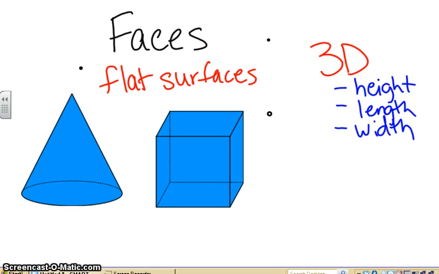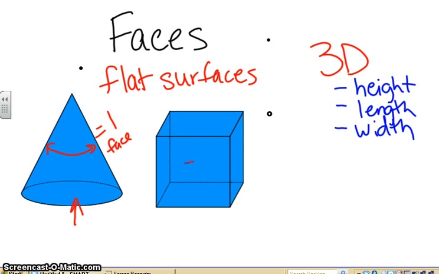Now remember that faces are the flat surfaces. So when we have a cone, this part right here, it's not flat, it's curved, it goes around the shape. So that would not be considered a face. But if we look at the bottom of the cone, that's flat. That's what the cone sits on. So that would be a face. So a cone has how many faces? It has one face.